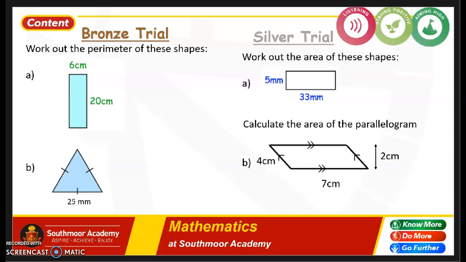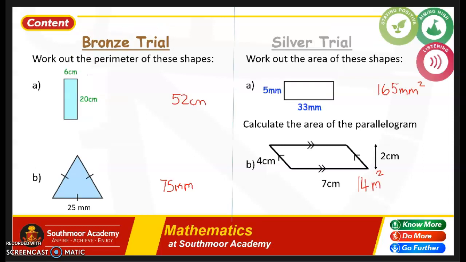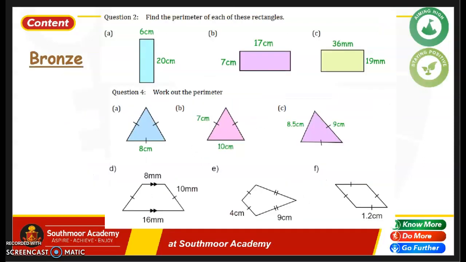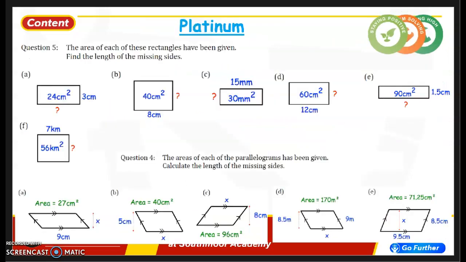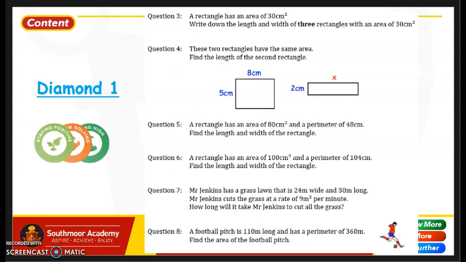I'm going to put your answers on the screen now, so make sure you've got a green pen ready. Allow the students time to have a go at the questions. I'm going to put the answers on the next slide after running through the tasks. So this is your bronze task, this is your silver, gold, and your platinum, now your diamond.